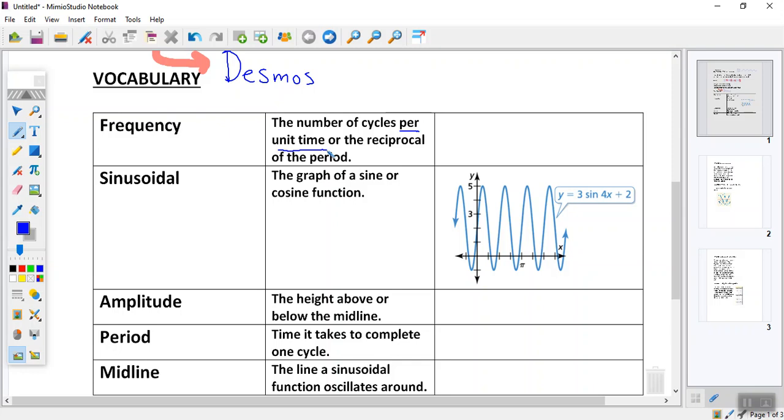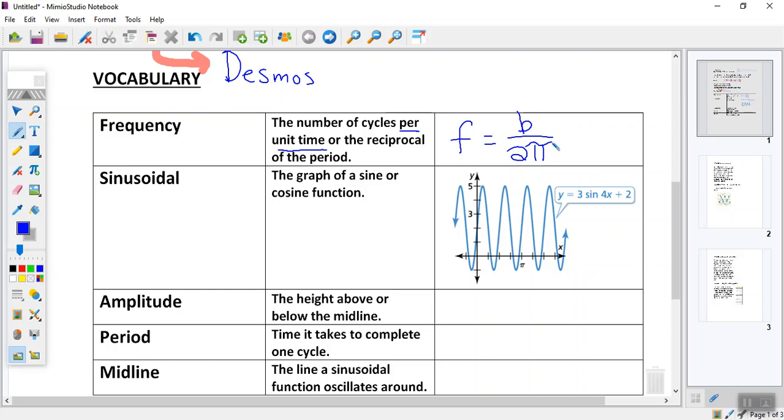So if 2 pi over b represents the period for sine and cosine, what's the reciprocal of 2 pi over b? b over 2 pi. So we usually denote frequency f as equal to b over 2 pi. You're usually going to know the frequency, and they're going to ask you to find a b value to help with the period of a function. So frequency and period are kind of related. They're just what of each other? Reciprocals.